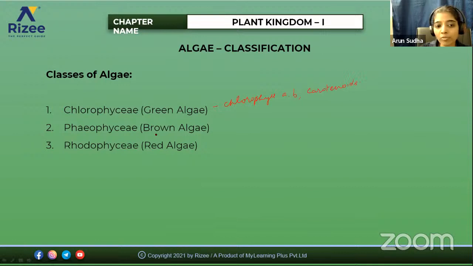And in the case of Phaeophyceae, or brown algae, they have fucoxanthin in addition to chlorophyll a and c, and they have the pigment xanthophyll, particularly fucoxanthin. And here, in the red algae, it has chlorophyll a, d, and phycoerythrin.